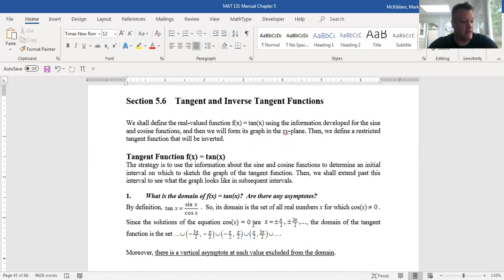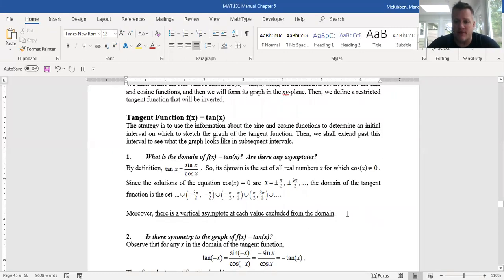And that occurs at pi over 2, 3 pi over 2, and so on and so forth in both directions. And so the domain is the set of all x values that are not equal to one of those. And moreover, since this is a quotient function, at every one of the values that you're throwing out of the domain, you're going to have a vertical asymptote. All right, so a lot more exotic than the graphs of sine and cosine were.